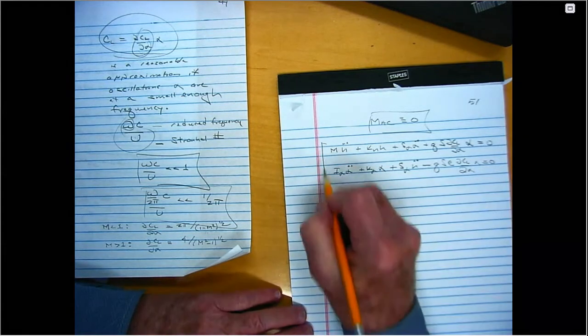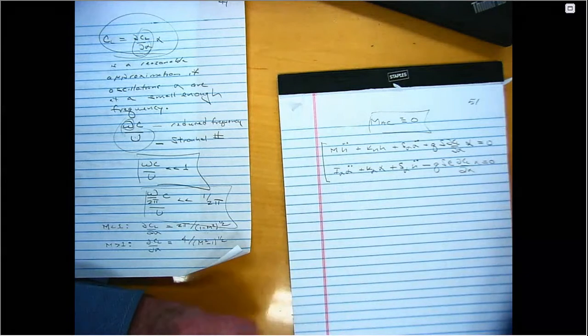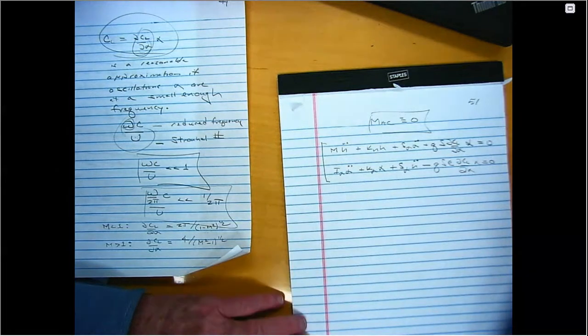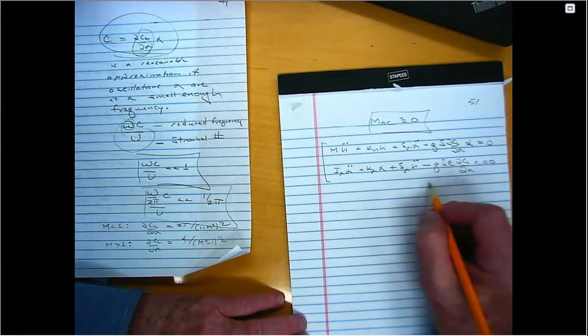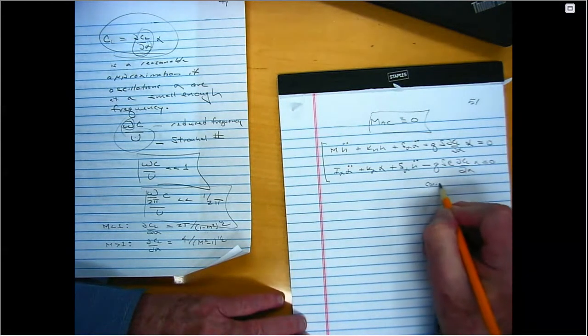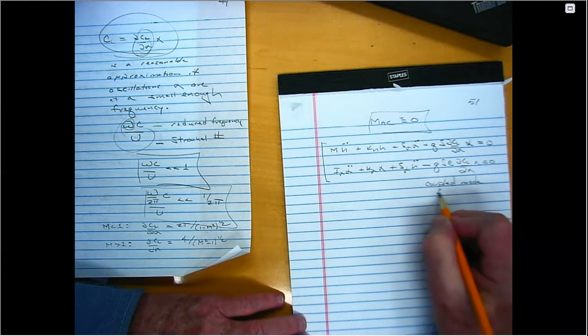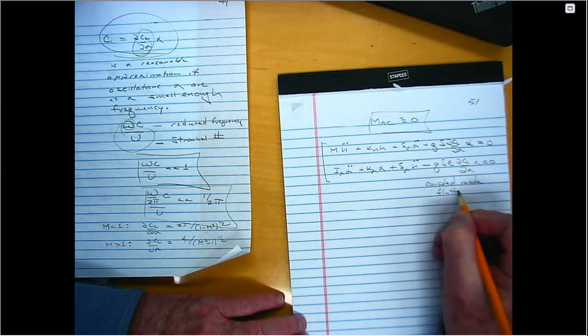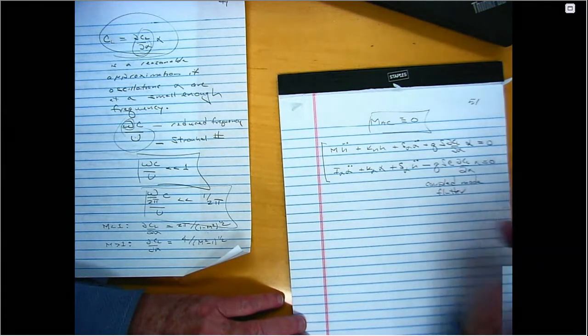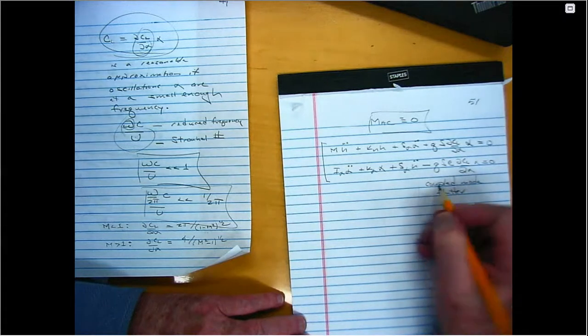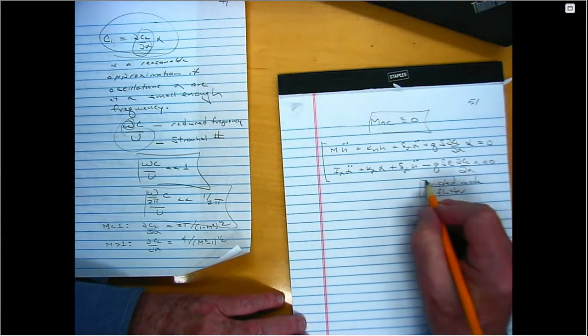So this is just about the simplest form of the equations we can use for coupled mode flutter. So this is sort of the simplest prototype.